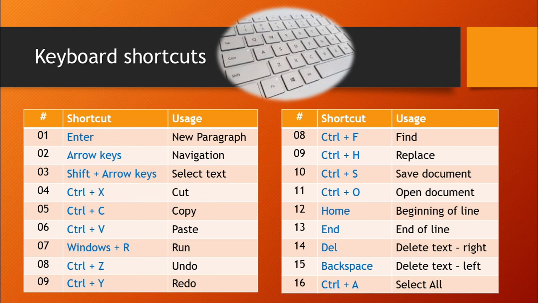Home, it will take the cursor to beginning of line. End, it will take the cursor to end of line. Delete key, to delete the text that is present to the right of the cursor. Backspace, it will remove the text present to the left of the cursor. Control A, to select all the information present in a document.